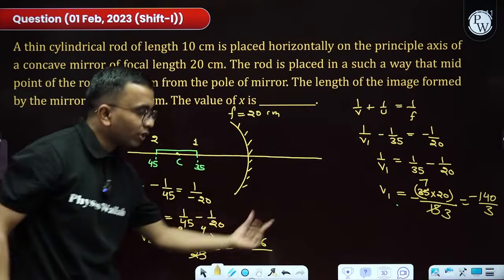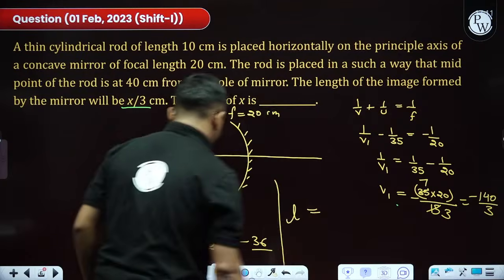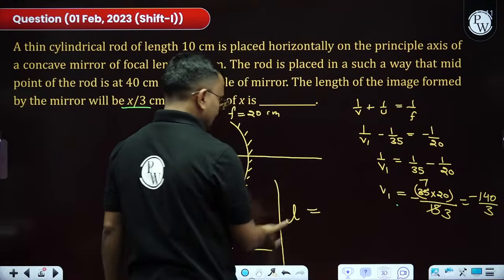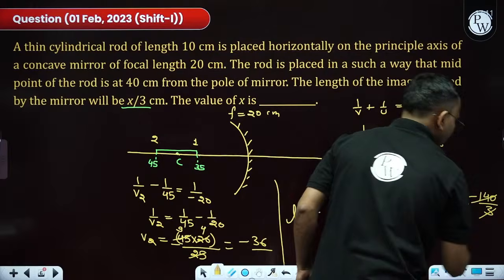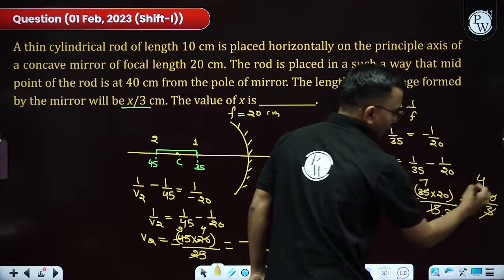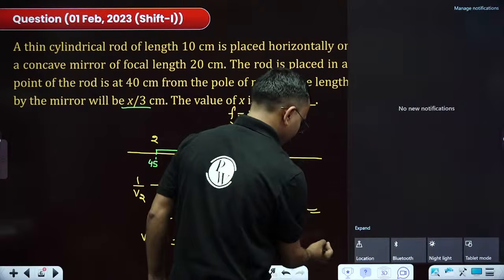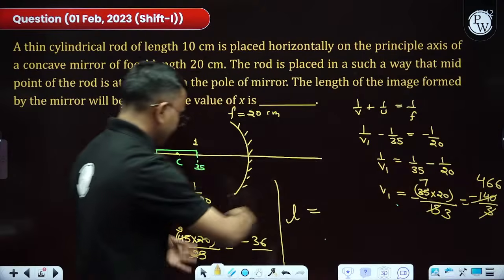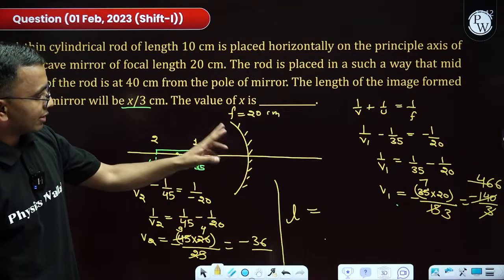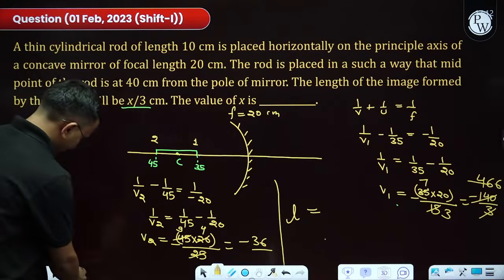I got V2 and V1. Take the difference. That will be the length of the image. So length of the image comes out to be the difference of the two. 36, and what is it? 3 into what I can do is 4, 20, then it is 6, then 2, 6, 6 like this. Then take the difference of the two. What will it become? 36 and 46. This will be 10.33 like that. From there you can find easily what is the value of X.